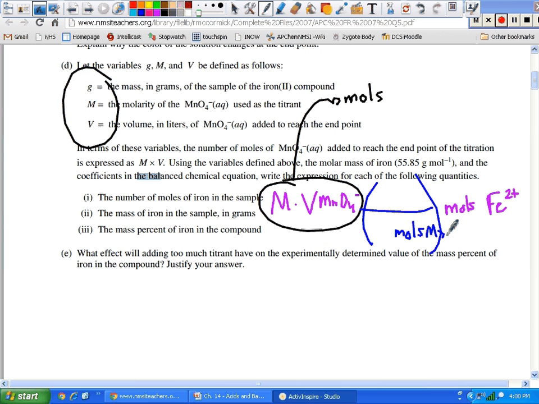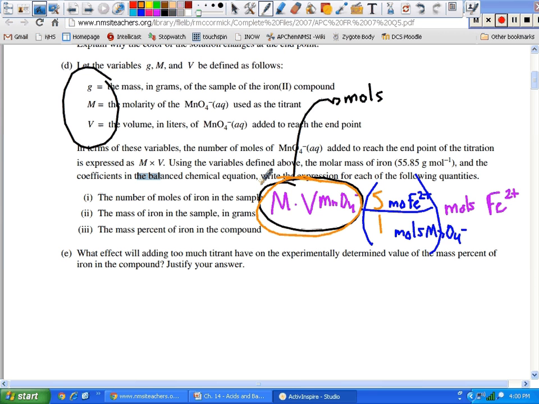And what's going to go on top? Moles of Fe2+. Well, where does a mole to mole come from? The coefficients. And if you look at the coefficients, it was 5 to 1. You could get this. This is easy. This is the part that I think would throw you off. I hope not. I'm just being honest with you.